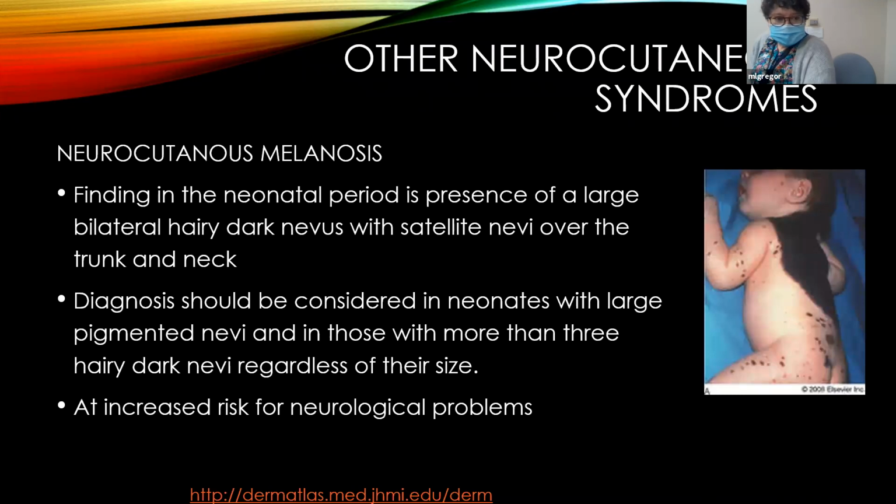So neurocutaneous melanosis. This one is most evident, particularly at birth, by having generally almost like a cape-like appearance, this huge hairy nevus over the back. If it spreads up to the neck, you're more likely to have issues from it. We'll get to that later. But anytime you see this, they definitely need a workup. You're going to have the cape. You're going to have multiple different satellites around it. However, they recommend that you do a workup even if you have 3 large hairy nevi, regardless of location.